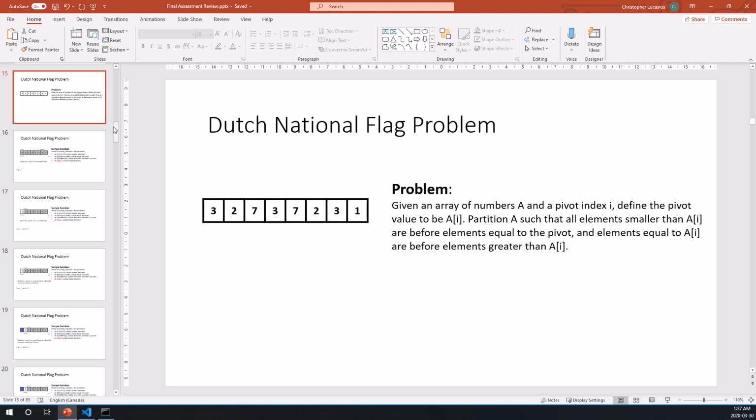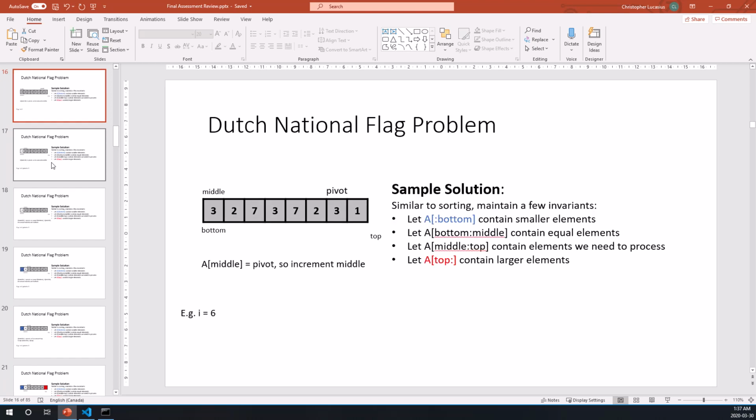And what the Dutch national flag problem can do is, since we're partitioning the array first into smaller, equal, and larger elements, instead of doing quicksort on the left subarray and the right subarray according to just that one pivot value, you can actually do quicksort on all the smaller elements and then run quicksort on all the larger elements. The Dutch national flag problem basically lets you know which elements in the array those correspond to, and hence that'll avoid that issue of getting the worst case time complexity of theta n squared. All right. So, the Dutch national flag problem.